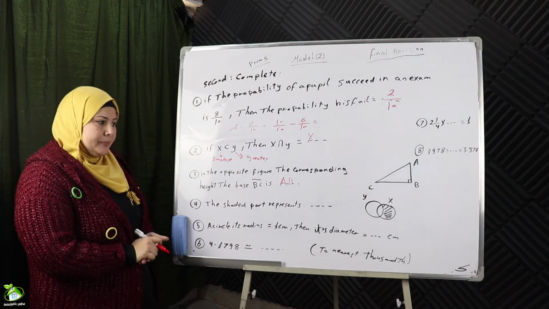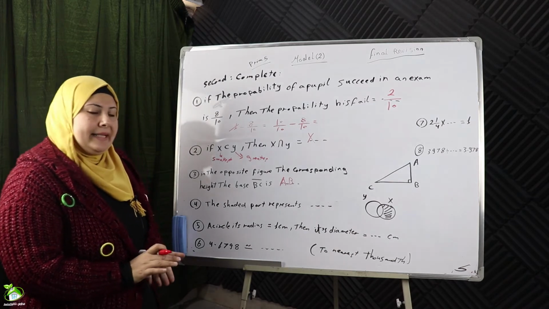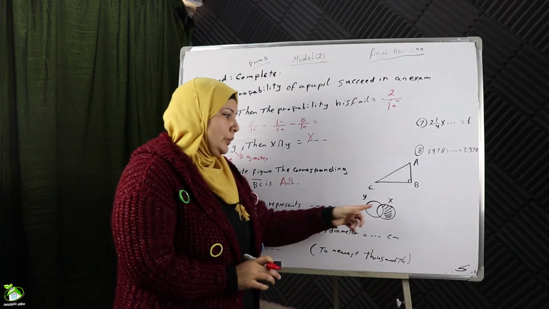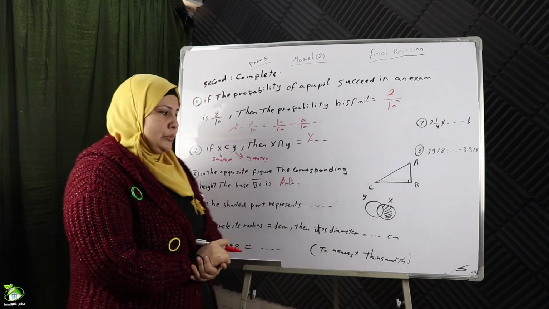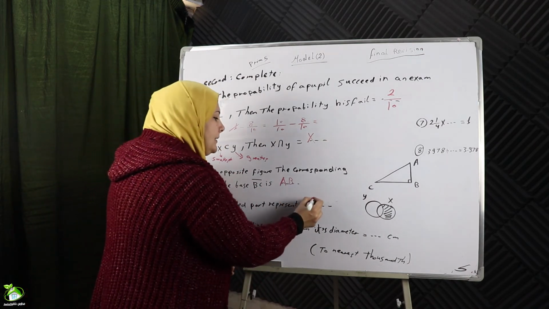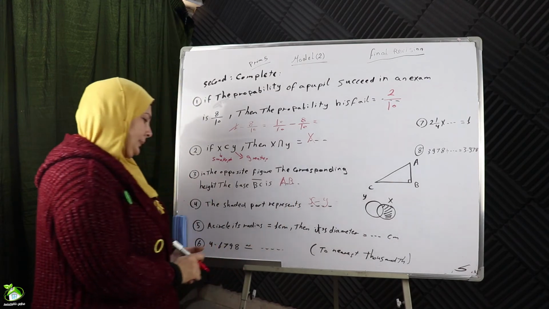The shaded part represents the elements that belong to x and do not belong to y. So the shaded part represents x difference y.